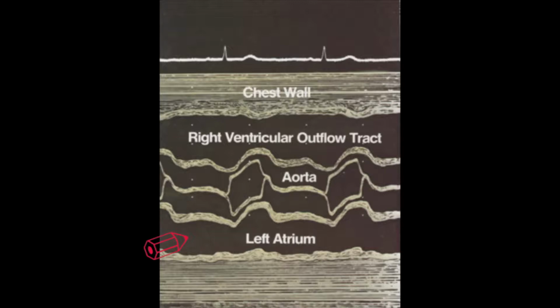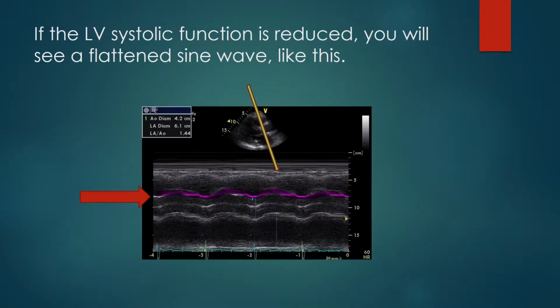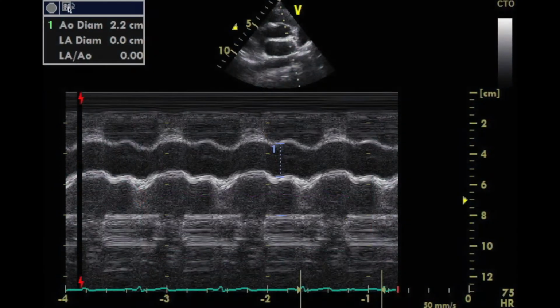Because the aorta, when it moves, it swings and makes a nice sine wave curve up and down. Now, when you see that sine wave start to flatten out and lose its nice arcing curve, that's your first clue that you have left ventricular systolic weakness. Freeze that picture, save it.